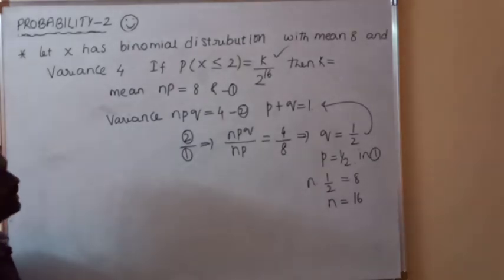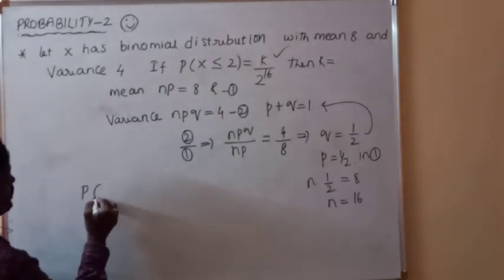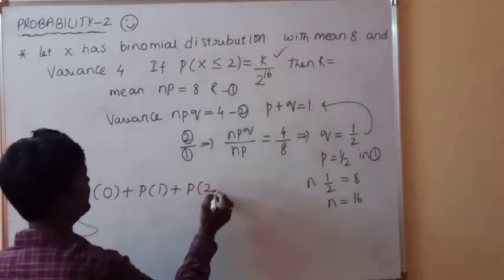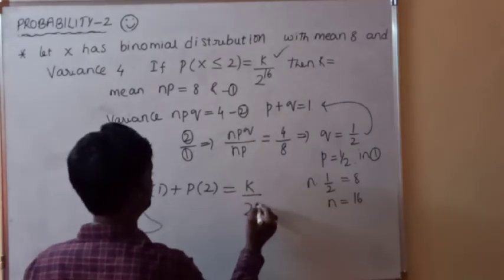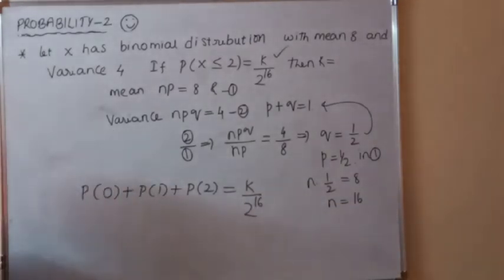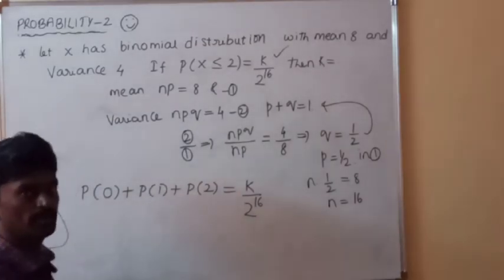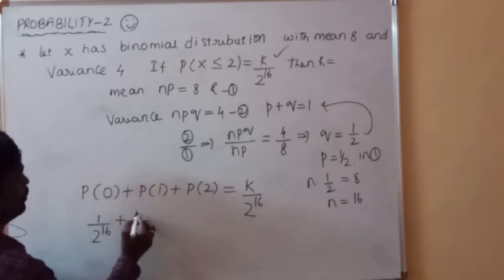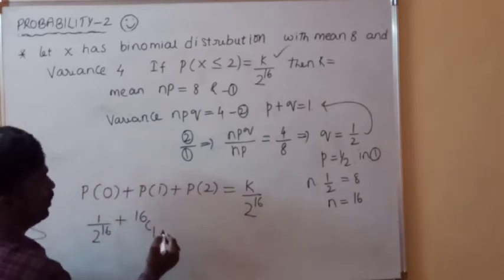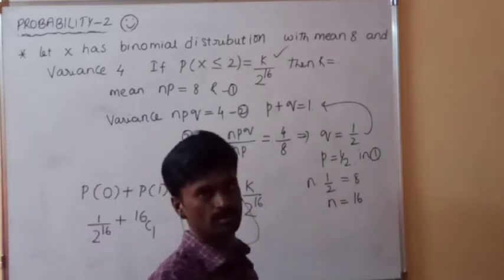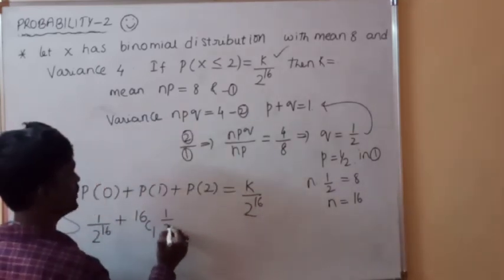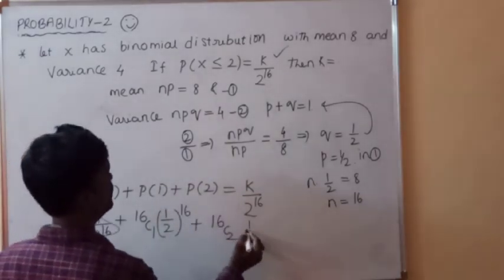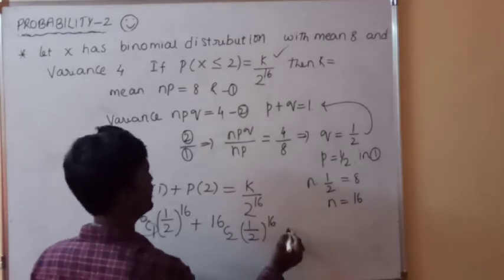After getting N, P, Q values, now you consider the given condition. P of x less than or equal to 2 is nothing but what? P of 0 plus P of 1 plus P of 2. It is equal to K divided by 2 power 16. P of 0 value, what do you get? I am writing directly. If you apply that formula, you will get 1 by 2 power 16. And P of 1 value, you will get 16C1 into 1 by 2. P value, Q value, both are 1 by 2 only, na? Then again you will get 16C1 into 1 by 2 whole power 16. P of 2 value, you will get 16C2 into 1 by 2 whole power 16 is equal to K by 2 power 16.